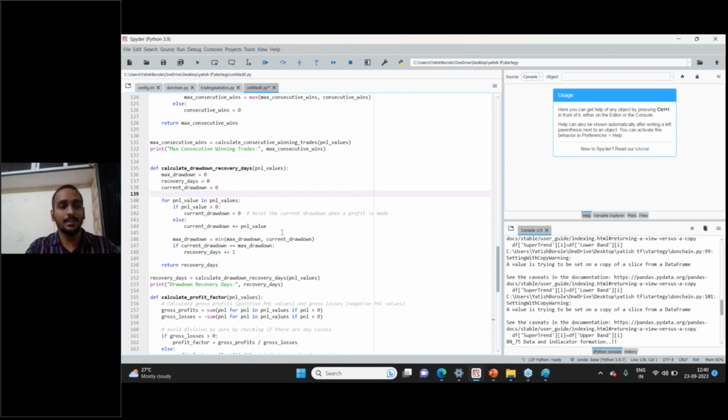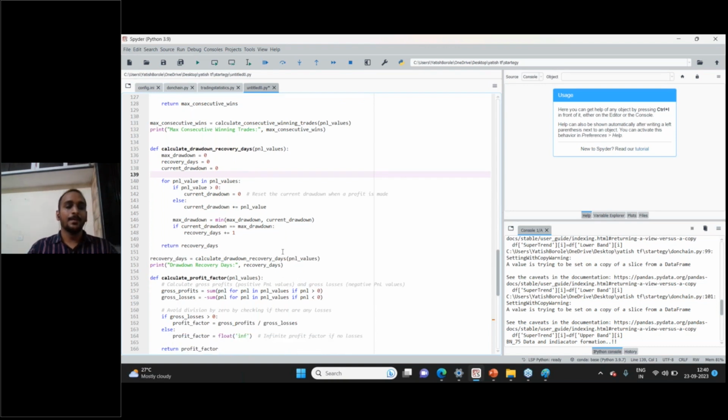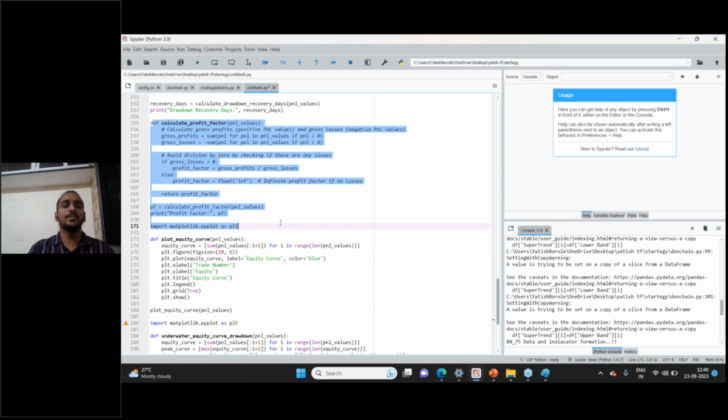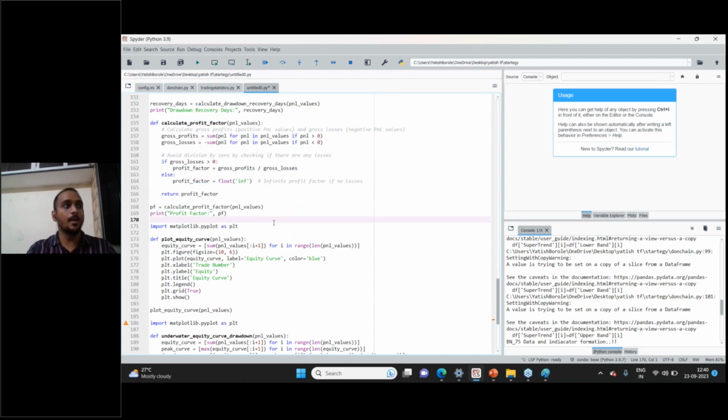We need to change it. So we should come up with a rough number for which the system is going to be in the drawdown. So we'll be calculating the drawdown recovery days as well. Then we'll be calculating the profit factor. Profit factor, you can call it a very common term, the risk to reward ratio: what you are risking for a particular reward.